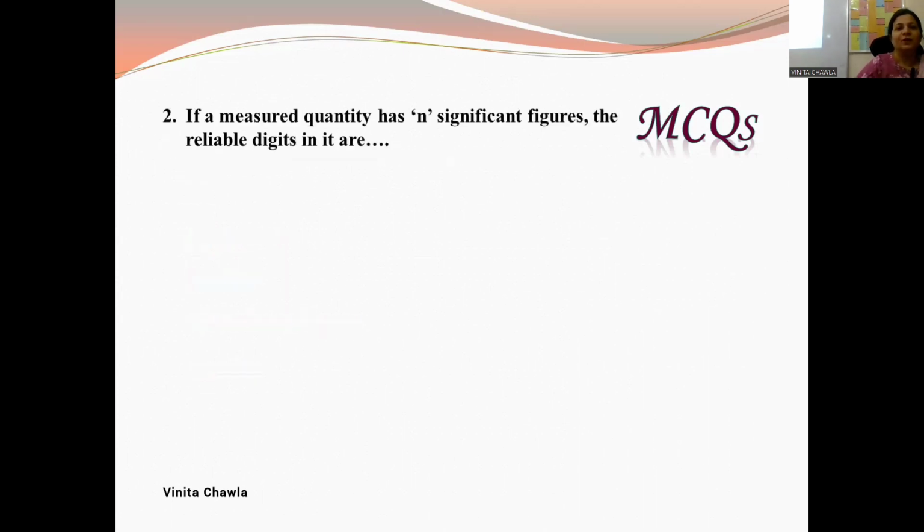नेक्स्ट क्वेश्चन. इफ अ मेजर्ड क्वांटिटी हैज n सिग्निफिकेंट फिगर्स, द रिलायबल डिजिट्स इन इट आर n, n minus 1, 2n, n by 2? Yes, answer is n. अगर n significant figure था तो reliable digits उसके अंदर n है. ठीक है.